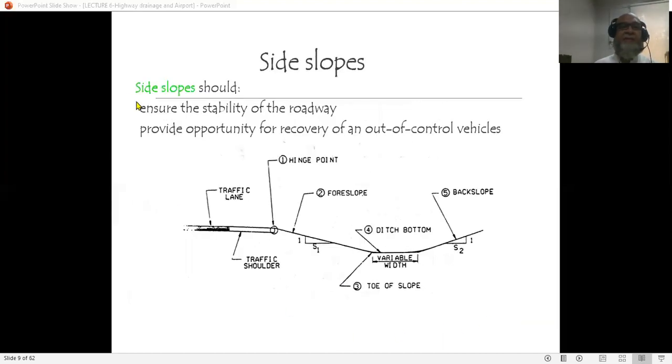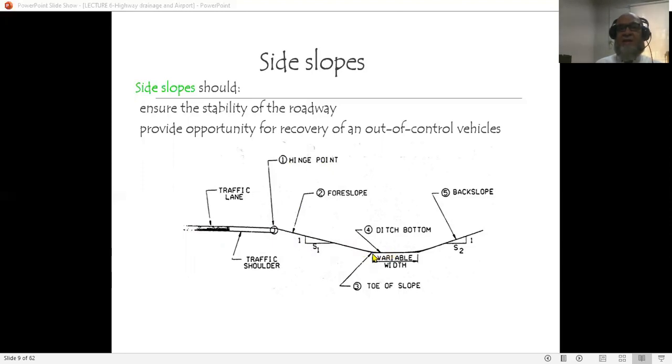Now here is the description of the side slope. We start with the traffic lane, and then there is a shoulder. The point where the shoulder and the drainage channel meet is called a hinge point. The slope going towards the drain from the roadway, we call the fore slope, 1:1.